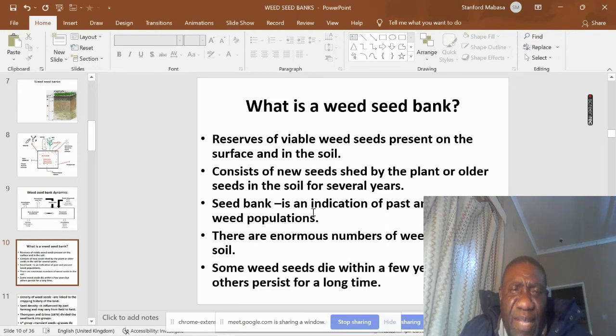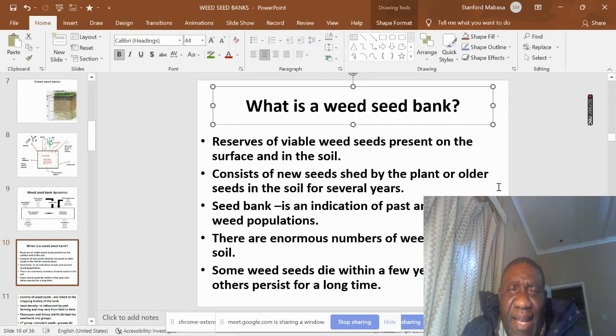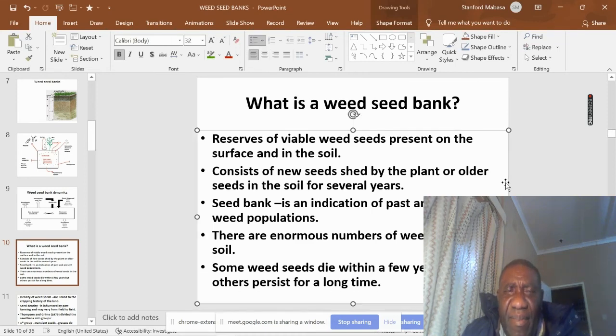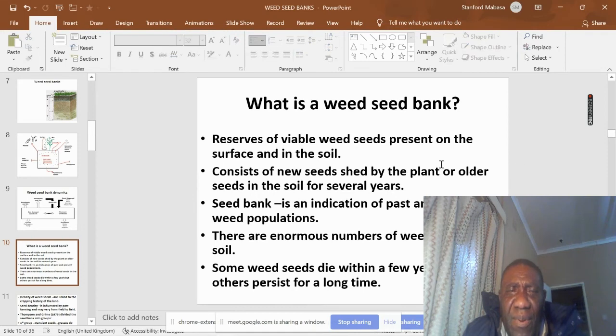Probably we need to explain further what is a seed, what is a weed seed bank. Probably it's the reserves of viable weed seeds present on the soil surface and in the soil. It can consist of new seeds shed by the plant or older seeds in the soil for several years.